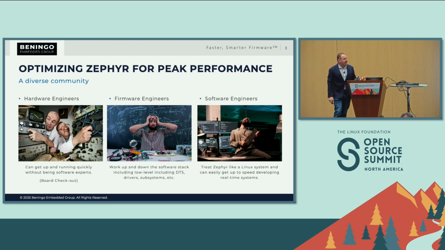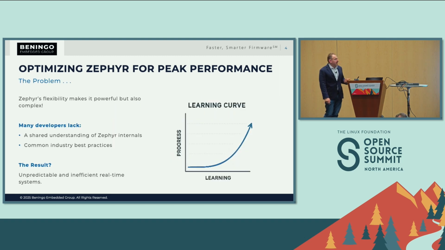But when we look at these 3 different groups, you can see these are 3 groups that are trained in very different ways and have very different worldviews of how to build and develop embedded systems. Now, this is what brings about the problem and why I'm talking about optimization today. Despite all of Zephyr's flexibility that makes it so powerful, it's also fairly complex. When I talk to people who are working with FreeRTOS or ThreadX traditionally, they look at Zephyr and they go, "Oh, there's so many abstractions and there's so much going on there, and it's not as efficient, or I can't make it work as well."